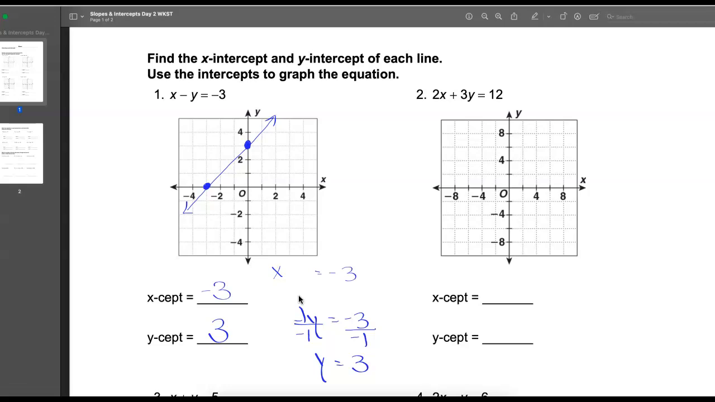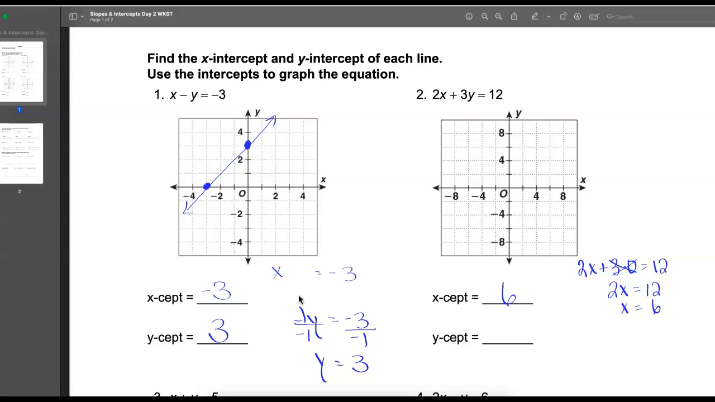Okay, let's try this again with number 2. If I want to find the x-intercept, I have to let y equals 0. Agreed? Okay, so I have the equation. Write this down. 2x plus 3 times 0 equals 12. Well, 3 times 0 is just 0. So this is gone. We have 2x equals 12, which means x equals 6. Divide by 2. Okay, so the x-intercept is 6.